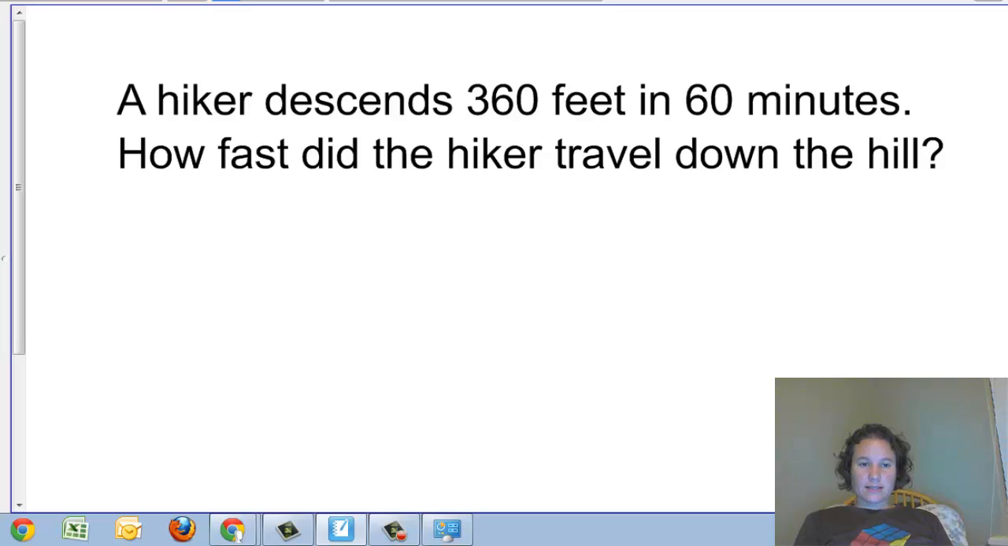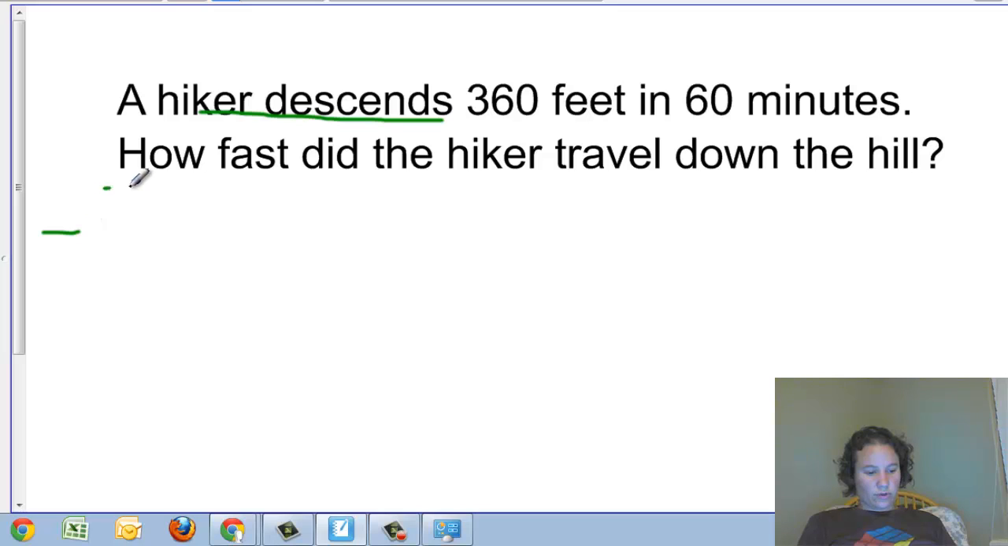So the problem says a hiker descends 360 feet in 60 minutes. How fast did the hiker travel down the hill? So the problem is asking for the speed of the hiker going down the hill. So we want to figure out how many feet did they travel in 1 minute, feet per minute, and that will give me my speed. And I also noticed that it says that the hiker descends 360 feet, and so that tells me that I should use a negative number.